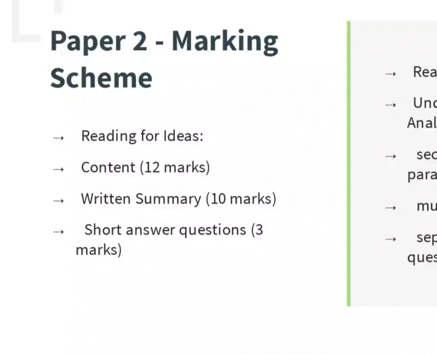First of all, the candidates will answer all the questions in both sections. Coming to section 1, reading for ideas, candidates scan a factual text and identify key points, because we are reading for ideas. Secondly, candidates use their notes to produce a written summary of 150 to 180 words. 10 marks are allocated for writing the summary.